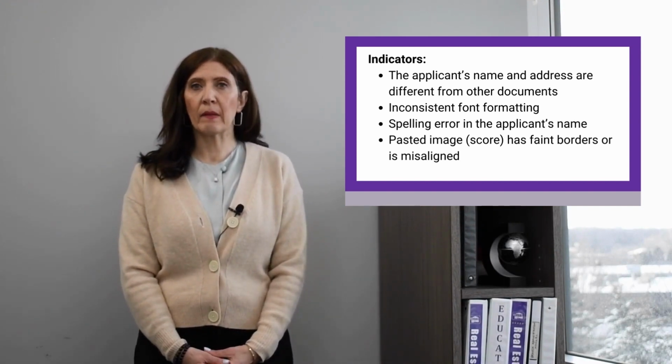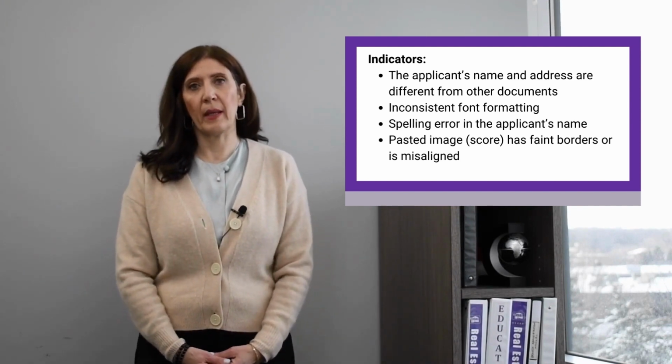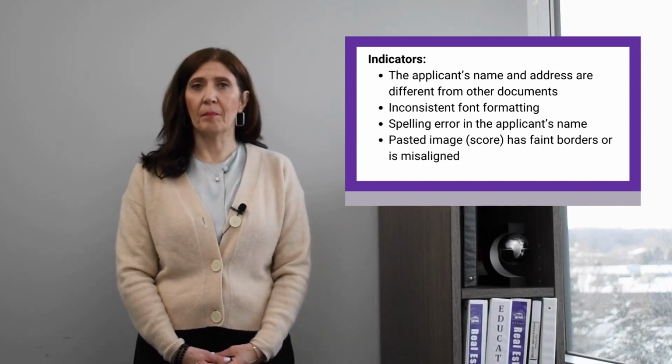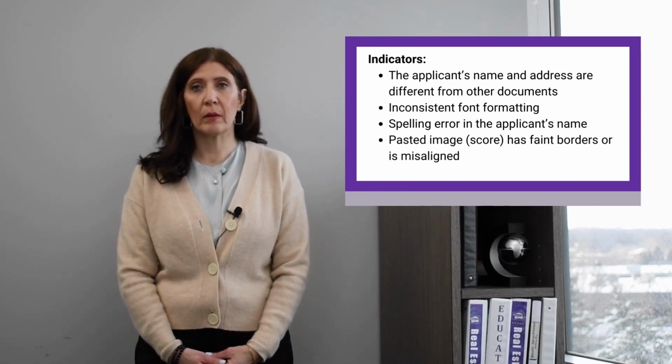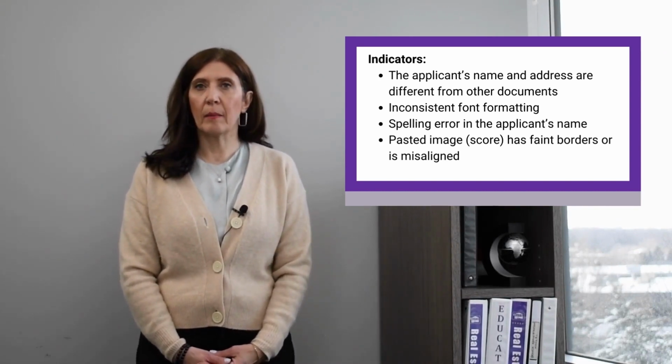Applicant's name and address are different from other documents. Inconsistent font formatting, spelling errors in the applicant's name, and the pasted image, the score, either has a faint border or is misaligned. Even after examining the credit report, it's always recommended that you obtain the consent of the applicant to pull the credit report from a reputable third-party source. Consent is provided when the applicant signs REA Form 410 rental application. This is known as a soft check, which should not affect the applicant's credit score.